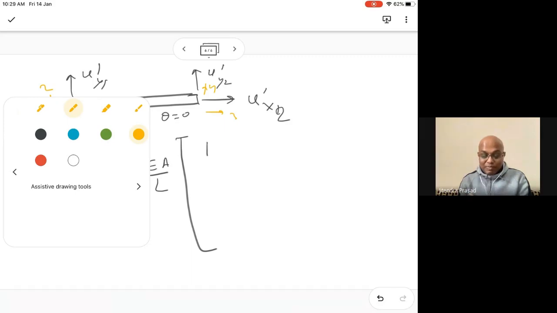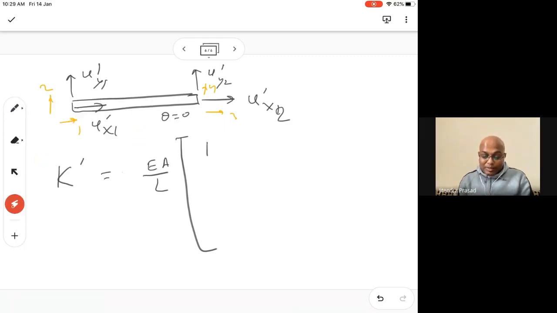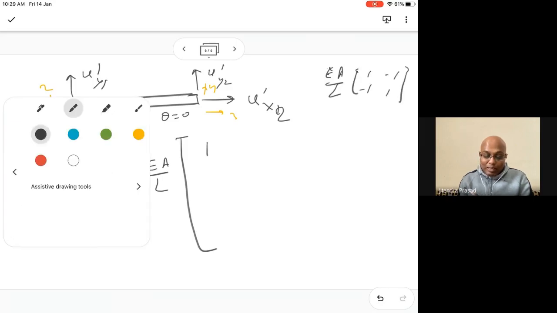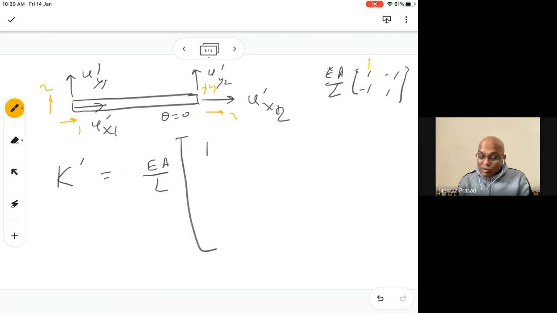4 degrees of freedom. So in the original one, we just bothered about degrees of freedom 1 and 3 only. You remember, we wrote EA over L, 1, minus 1, minus 1, 1. And those degrees of freedom related to 1 here, 3 here, 1 here, and 3 here.